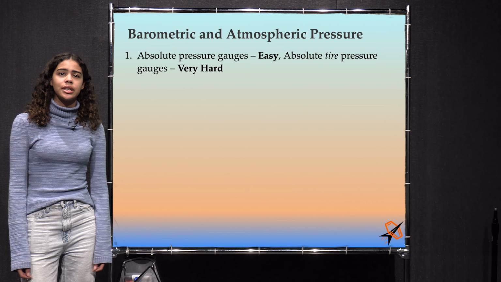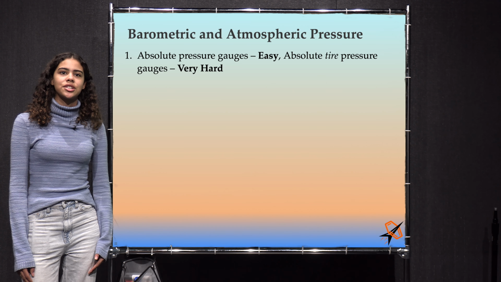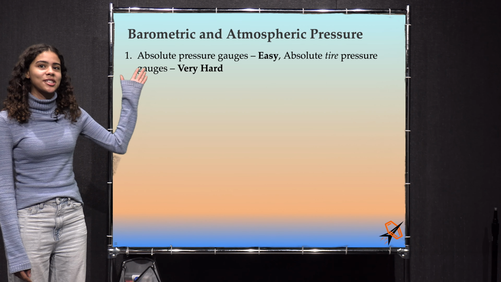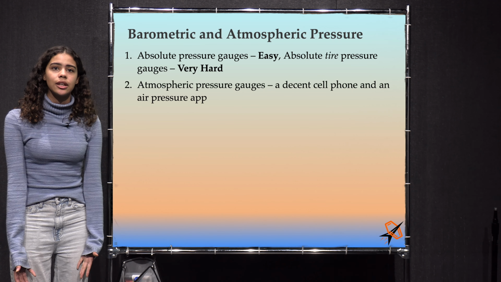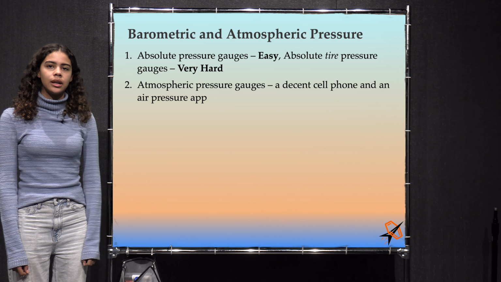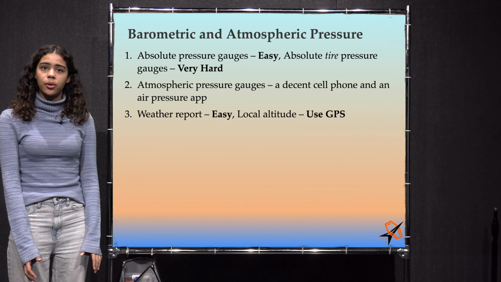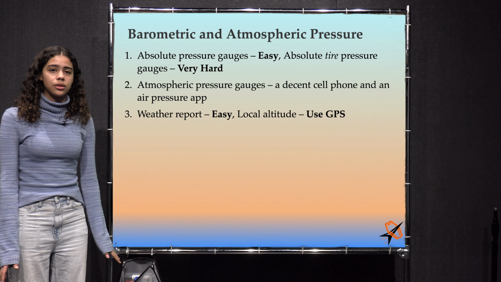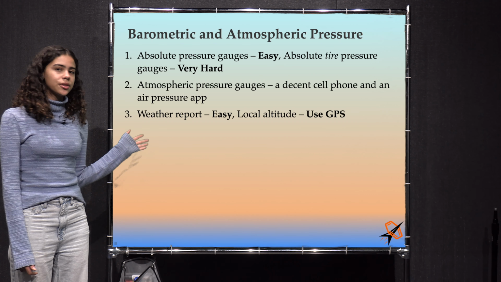Absolute pressure gauges are easy to find, as a quick web search will show. Absolute tire pressure gauges are nearly impossible to find, as a quick web search will show. The local atmospheric pressure is easy if you have a relatively decent cell phone and you get an air pressure app. The weather report will give you the barometric pressure, but except for airports, it won't give you the local altitude. However, a decent cell phone and a GPS app will give you your local altitude.